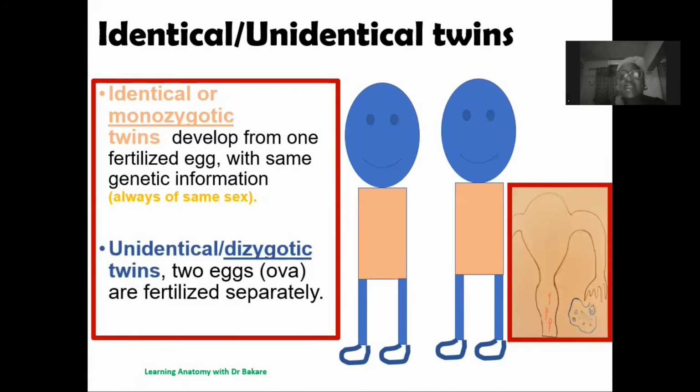Unidentical twins or non-identical twins are dizygotic twins because we've established that for this kind of twins to exist, there must be the release of two ova from the ovary. So two separate eggs are released and are fertilized differently, and they begin to grow separately within the uterus. This kind of twins are unidentical and are formed from two zygotes, and that is why they are dizygotic twins.